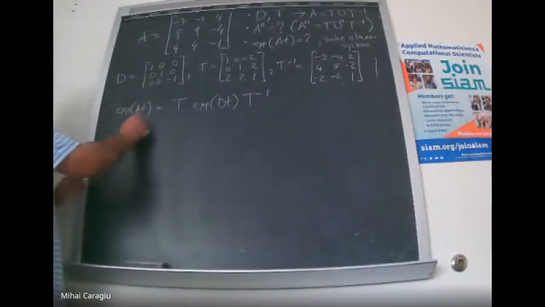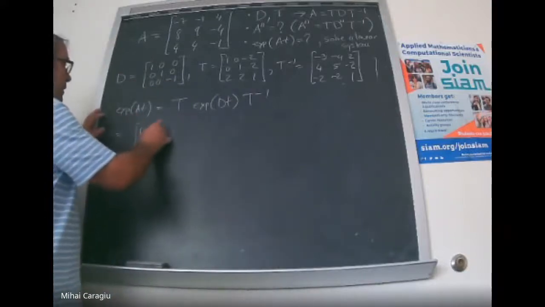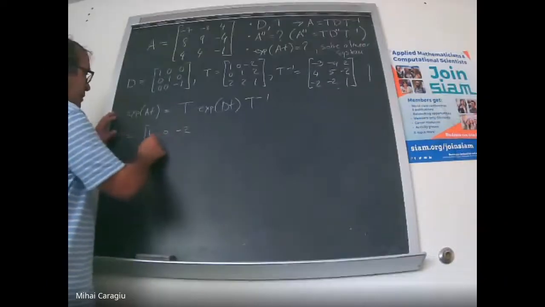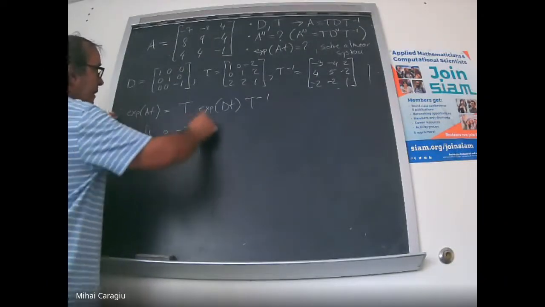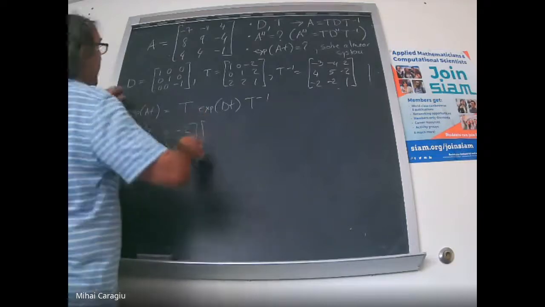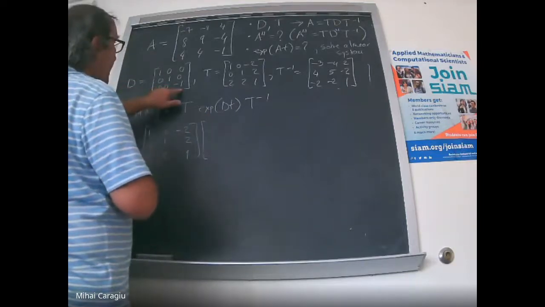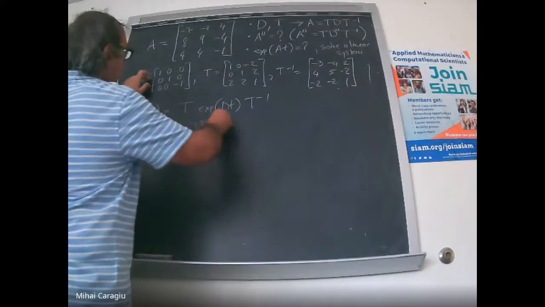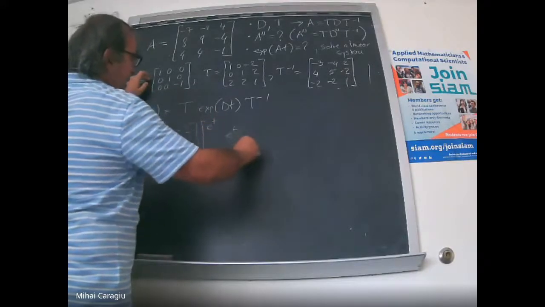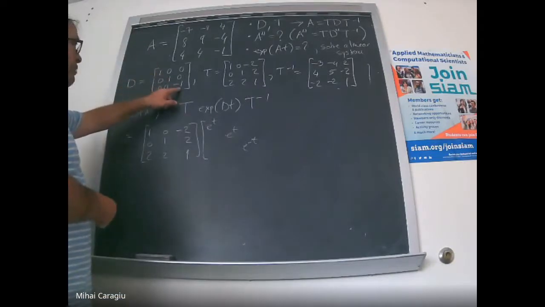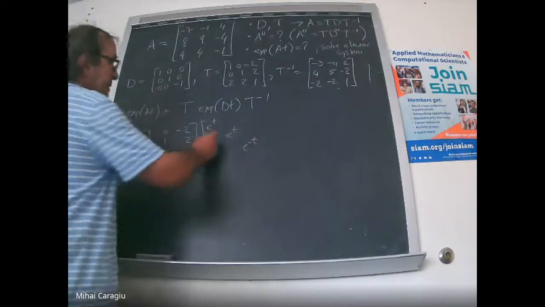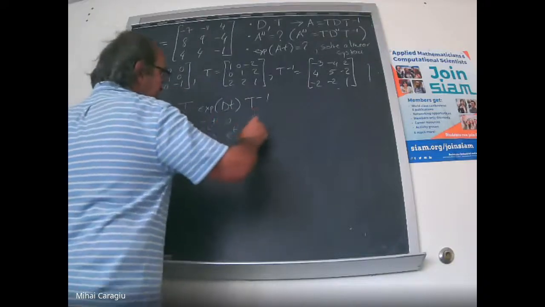So this will be T: 1 0 minus 2, 0 1 2, 2 2 1. That's T. Let's do exponential of Dt. D is 1 1 minus 1 on the diagonal. Exponential of Dt will be e to the power t, e to the power t, e to the minus t on the diagonal, because D is 1 1 minus 1. Then its inverse is the same kind of diagonal matrix.